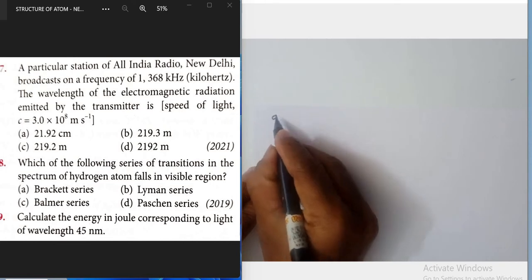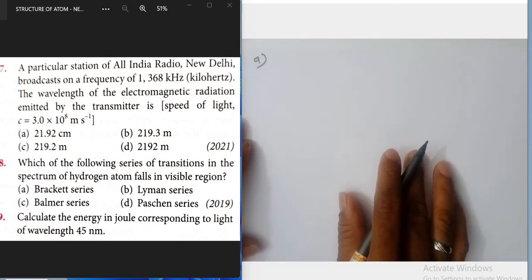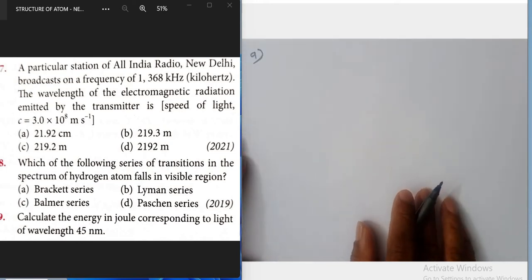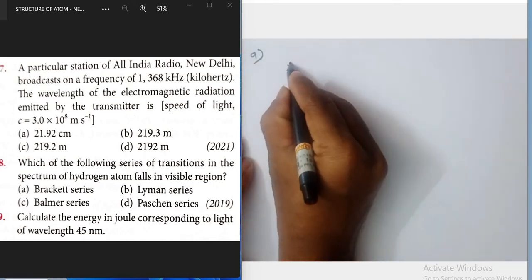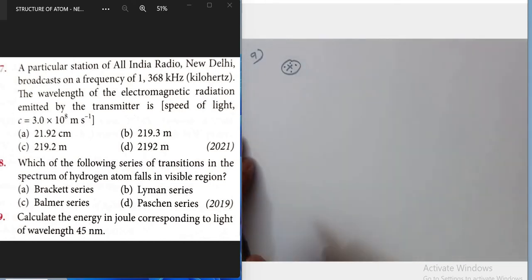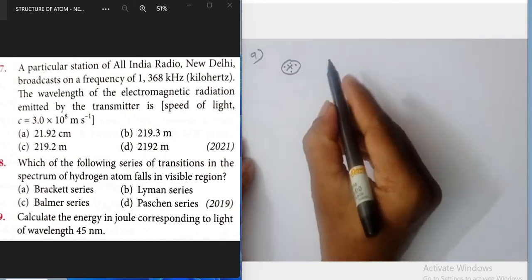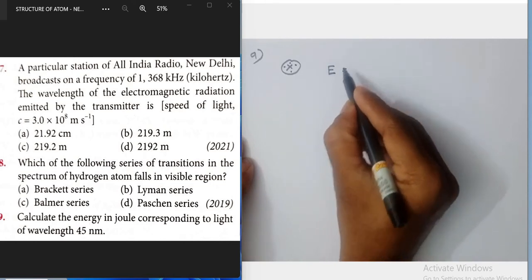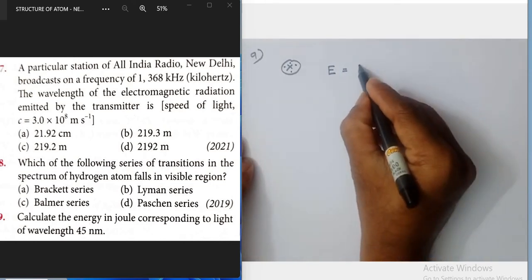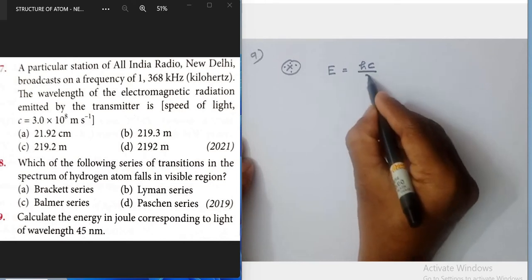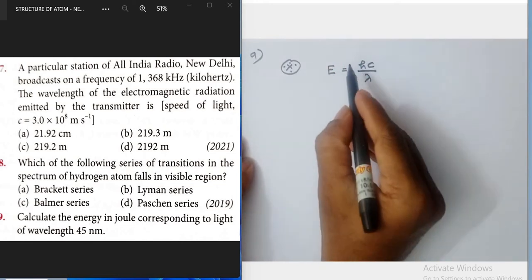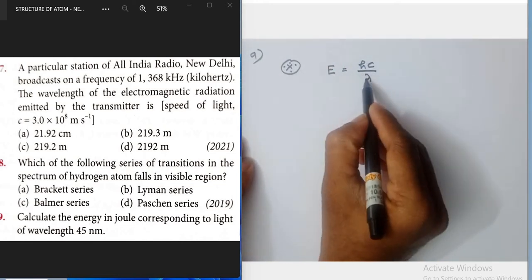Yes, question number 9. Calculate the energy in joule corresponding to the wavelength of 45 nanometer. See here, I like to give two formulas. You just remember this. If you want energy, and wavelength is given, then you can use this formula: E is equal to hc by lambda. E is equal to hc by lambda will give you the relation between energy and wavelength.